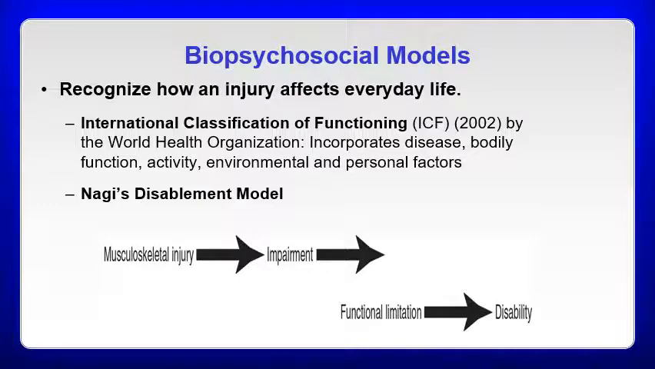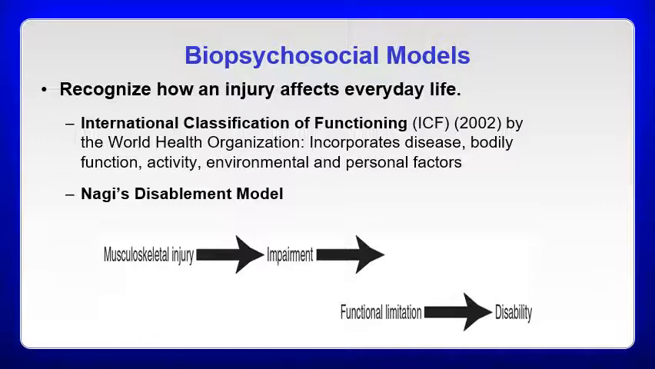The International Classification of Functioning by the World Health Organization incorporates disease, bodily function, activity, and environmental factors. If you look at the bottom picture here, the Nagi disablement model basically takes disease and swaps it out for musculoskeletal injury. So you have musculoskeletal injury, impairment, functional limitation, and then disability. You look at that flow, and you can easily apply this model to musculoskeletal injuries.